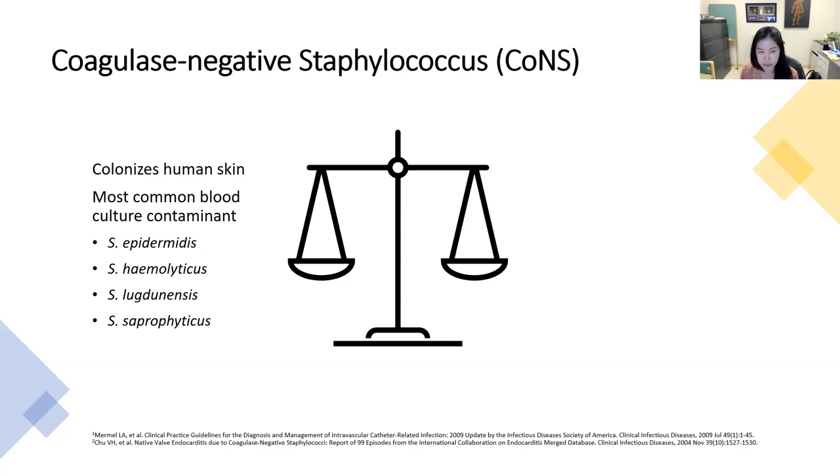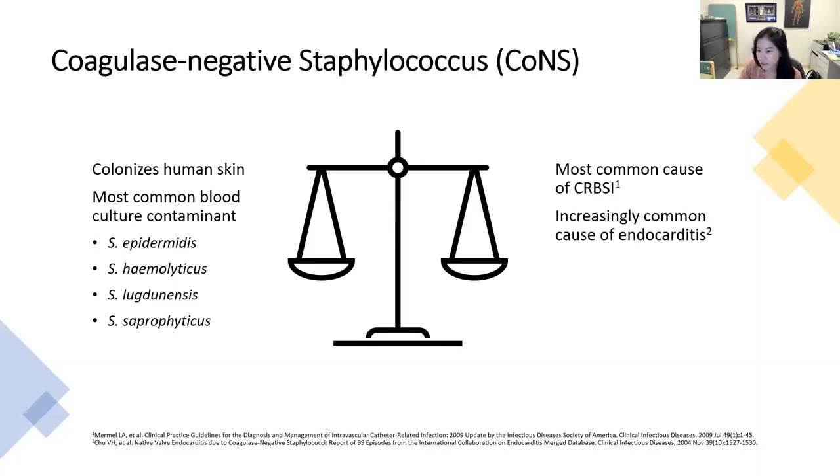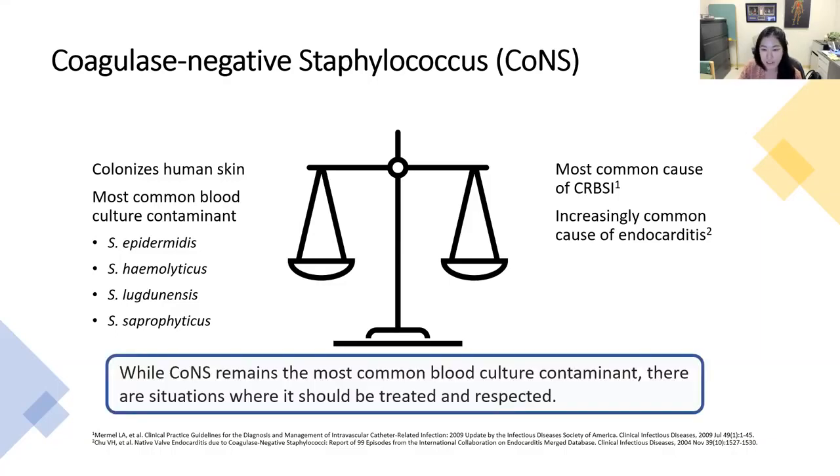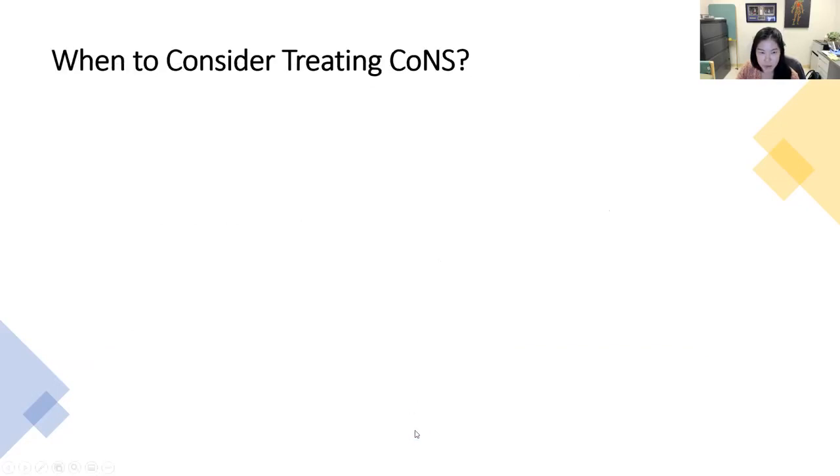But there are also occasions where coag negative staph can be pathogenic. In fact, it is the most common cause of catheter-related bloodstream infections and an increasingly common cause of endocarditis. So while it is the most common blood culture contaminant, there are certainly times where coag negative staph should be treated. So what are some of those situations?